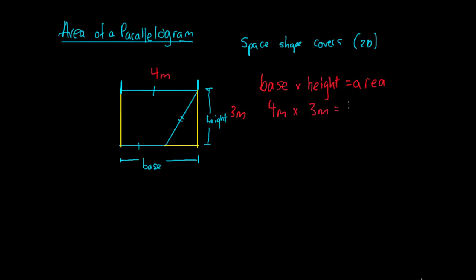So 4 meters times 3 is 12, and then we want to take our units. Meters times meters gives us meters squared. In order to calculate the area of our parallelogram, we've basically formed it into a rectangle and then used our base times height equals area formula.